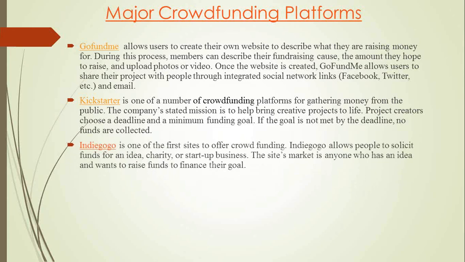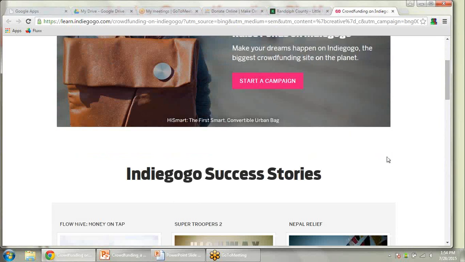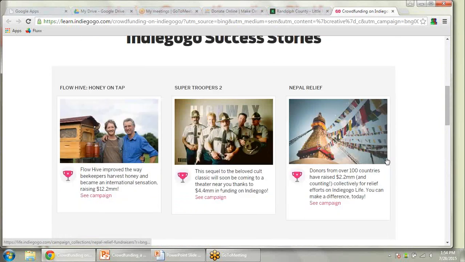Indiegogo is probably the oldest crowdfunding platform, second only to Kickstarter. It was created to finance films, so it's a very creative-oriented crowdfunding platform. Like Kickstarter, it is reward-based, in that you must give away something to the donors. And it has 2 funding levels: an all-or-nothing or a keep-it-all funding model, so you can choose which one you want to use to fund your project.